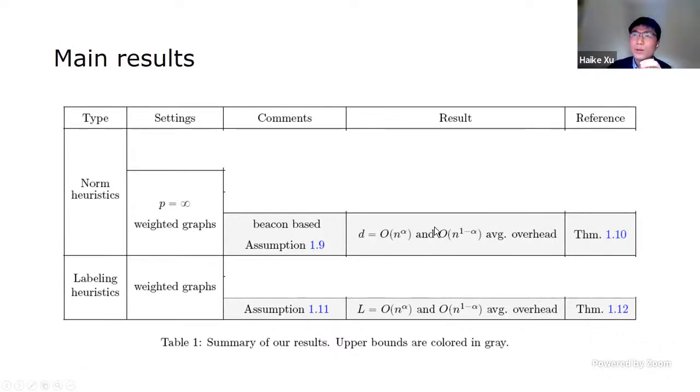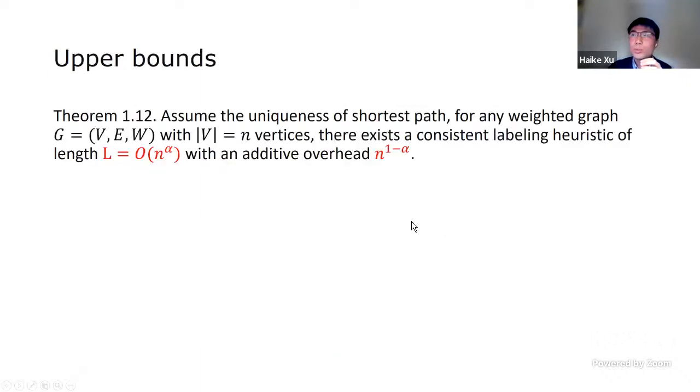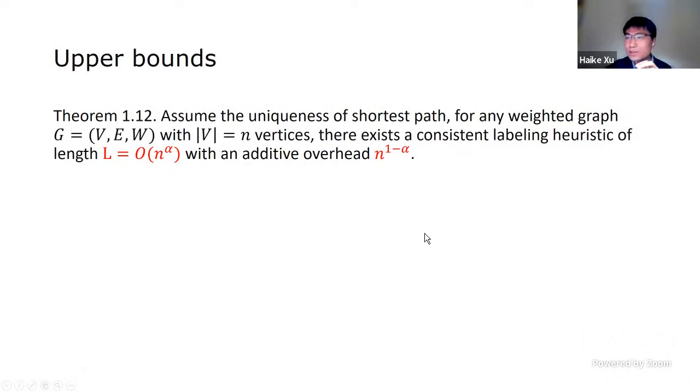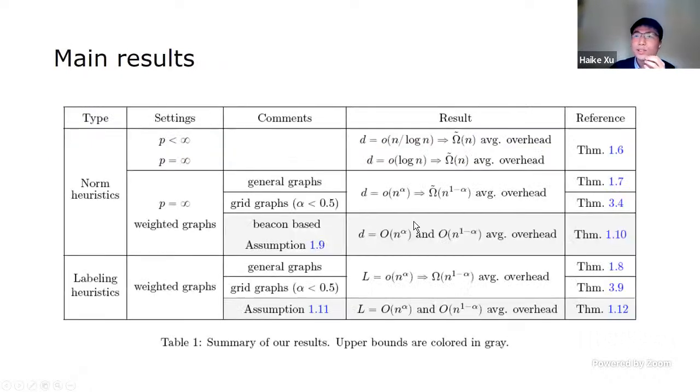Then we talk about our upper bound results. We will only present the stronger version, theorem 1.12. Theorem 1.12 says that assuming the uniqueness of shortest path, we can construct a consistent labeling heuristic of length n to the power of alpha, enjoying an average overhead n to the power of 1 minus alpha. So this is a matching upper bound compared with the previous theorem. So this is our table.